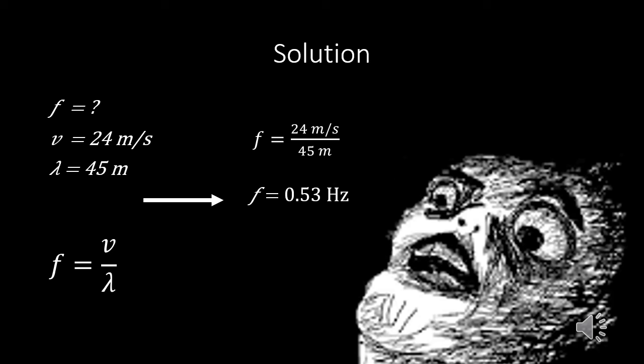So it would be frequency equals velocity over lambda, and after you plug in all your values, the problem would read frequency is equal to 24 meters per second over 45 meters. And then once you do all the math that's involved, which is just simple division, your answer would be the frequency is 0.53 hertz.